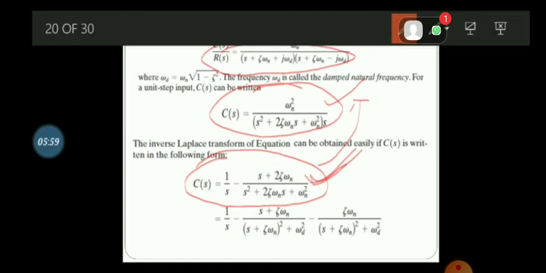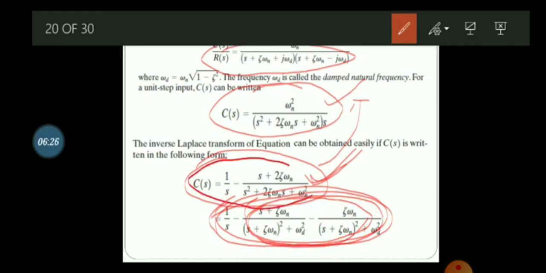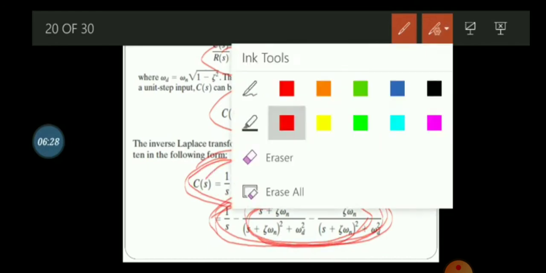Now just separate the terms, that is 1 divided by s minus (s plus zeta omega n) divided by ((s plus zeta omega n) square plus omega d square) minus zeta omega n divided by ((s plus zeta omega n) square plus omega d square). Again you just solve this one, this can be rewritten, just solve this equation, then again you will get the above equation only.